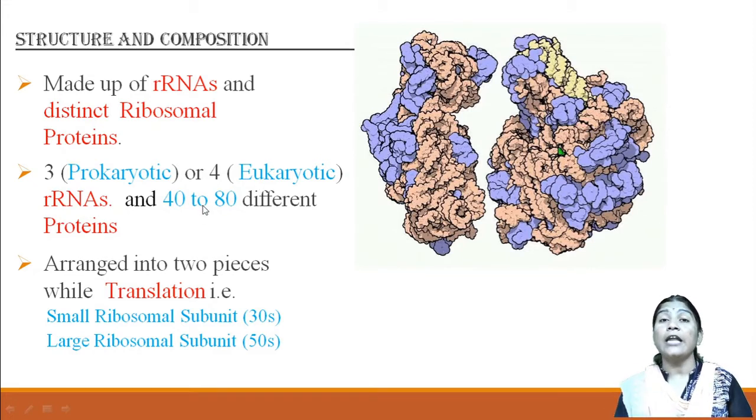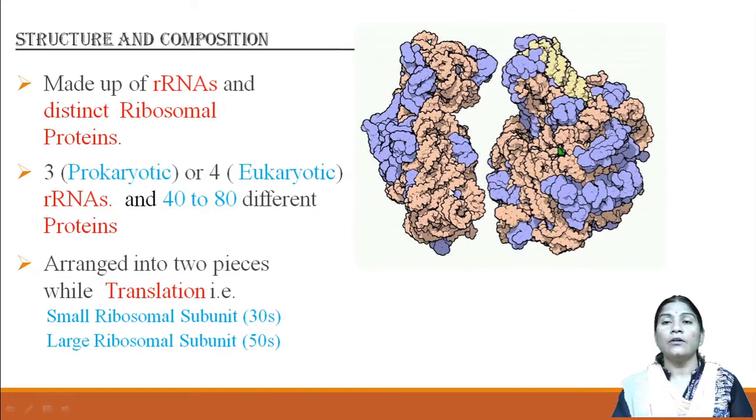This means that when ribosomes are made in a prokaryotic cell, there are 3 rRNAs and 40 to 80 different proteins, and when these ribosomes are made in a eukaryotic cell, they are made up of 4 rRNAs and 40 to 80 different proteins.